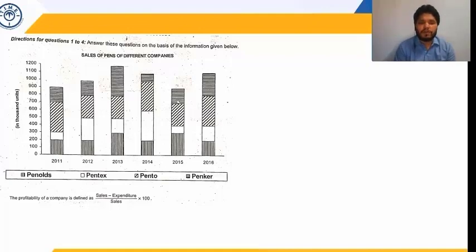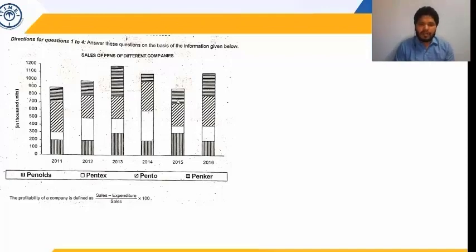What is the information given below? We are going to discuss. Sales of pens of different companies is given. Different companies of pens are given. One is Penoid, another is Pentex, Pento, Penker. So there are four companies which are dealing with pens. And we have been given the sales of these different companies in subsequent years, starting from 2011 till 2016.